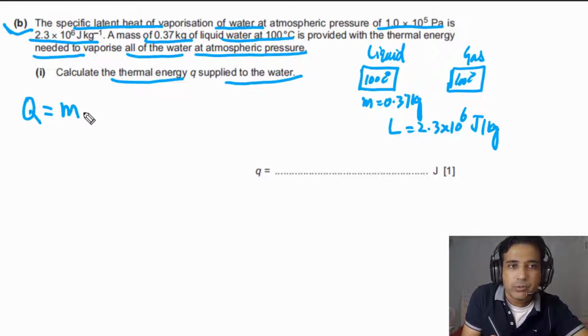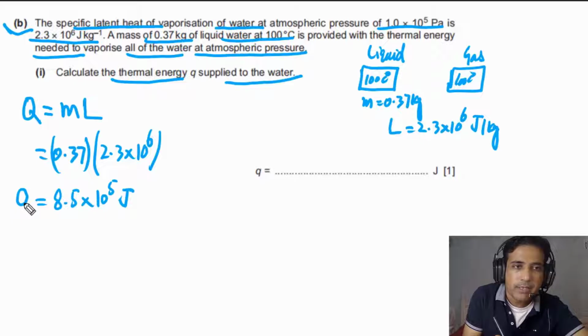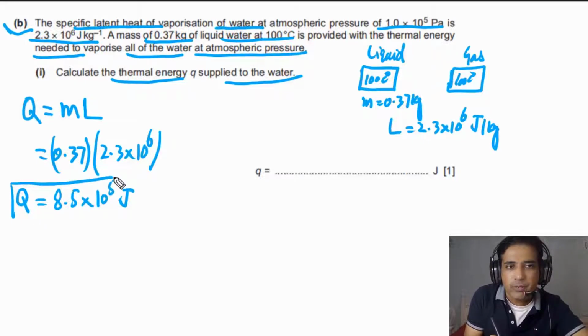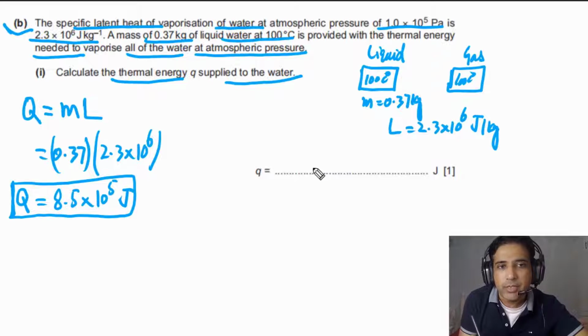So Q is equal to simply M times L. M is equal to 0.37 kgs and L is equal to 2.3 times 10 to 6. Now, if we multiply this one, we will get 8.5 times 10 to 5 joules. So we have to supply this much thermal energy to convert 0.37 kilograms of liquid, means water, at 100 degrees Celsius to gas at 100 degrees Celsius. So our answer for this question is simply 8.5 times 10 to 5 joules. And this question has only 1 mark. If you have got the right answer, you will get this mark.